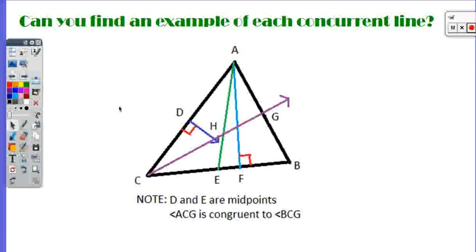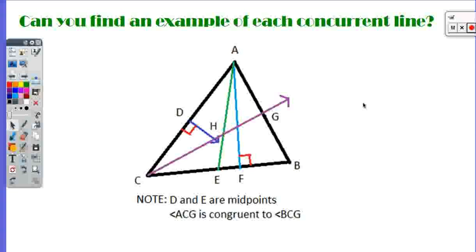Well, I see 2 right angles. This is a right angle, and so is this. So our answer is either going to be AF or DH. Well, I'm going to go with DH because notice here, D is a midpoint because it tells us that D and E are midpoints. So DH is an example of a perpendicular bisector.